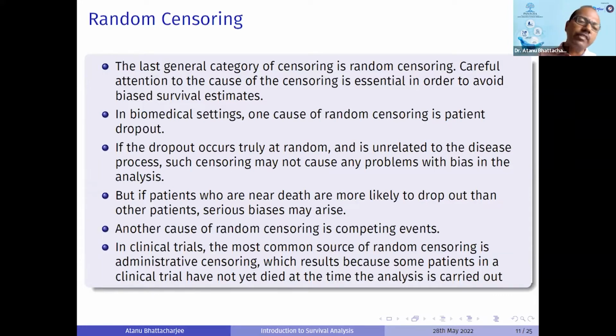In clinical trials, the most common source of random censoring is administrative reasons, which result because some patients in the clinical trial have not yet died at the time the analysis is carried out. So again, with random censoring, it is very difficult to understand the reason for the censoring. And when in a dilemma about the reason for censoring, it is better to consider it as random censoring, but it's a combination of both.